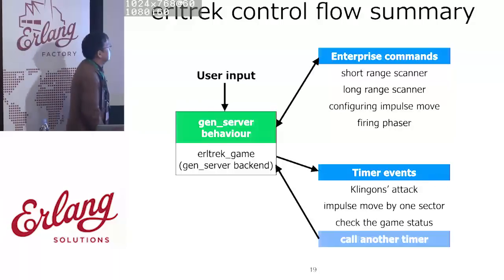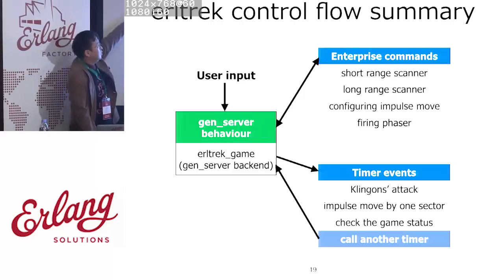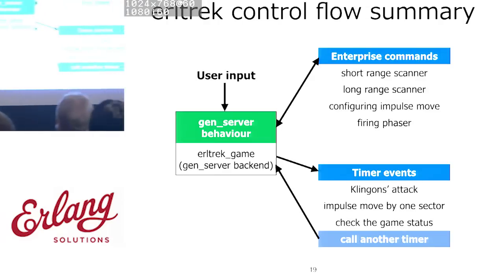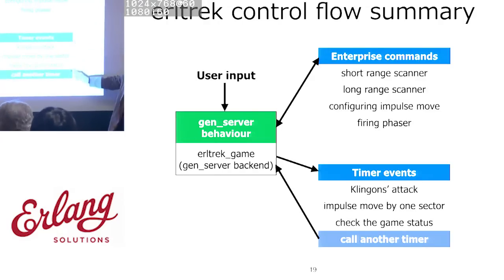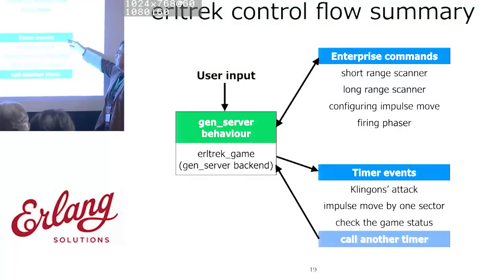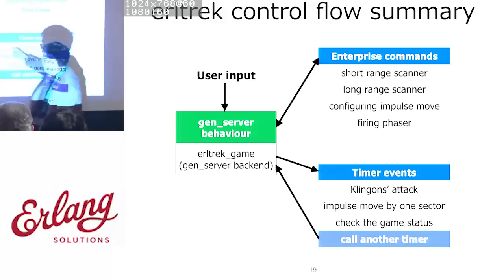So let me summarize the control flow. It's something like this. And this is the server process. The server process handles two main things. Number one, Enterprise commands. And number two, timer events. The timer events are not handled automatically as another process. When the Gen server calls a timer event, the external program is called when the timer event occurs, and it will handle the whole timer events in this stuff. And it will cancel the old timer and reissue another timer. So it makes a loop like this.